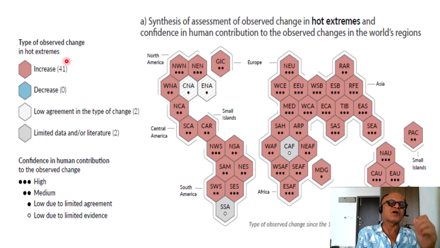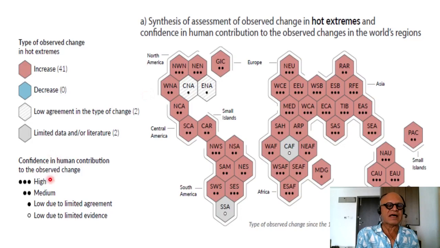And the color codes here are for types of observed change in hot extremes. So this magenta color corresponds to increases in hot extremes, and 41 of the regions here show an increase, and none of the regions across the world show any decrease. On the other hand, there are regions, two of them, where agreement is low in the type of change, whether it has been an increase or a decrease, and there are regions like here and here where the data is limited, or there have been no attribution studies to say anything confidently. The confidence level is indicated here as well.